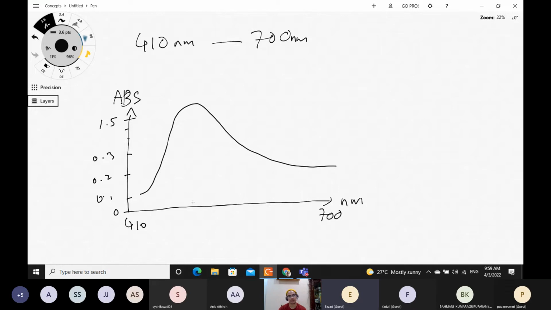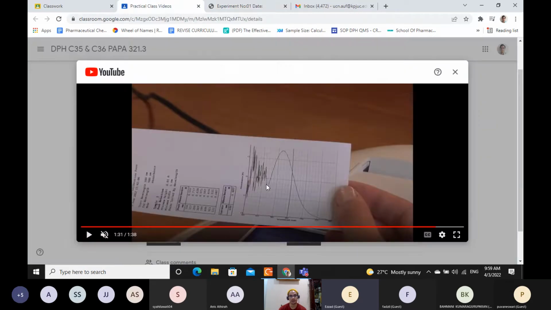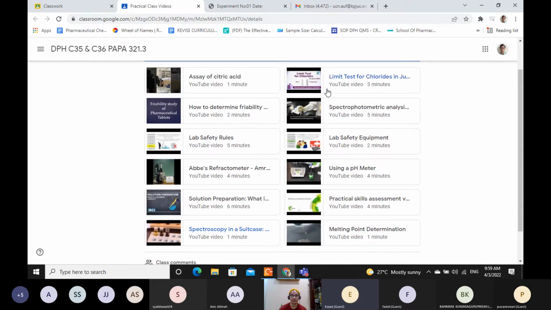So the expected absorption maximum for potassium permanganate is 530 nanometer. So the highest absorbance should be around 530. So just like in the earlier video, the graph shown rises in a curve and goes down. So there will be a maximum absorption at a certain wavelength. Okay, so we can use this absorption maximum as a characteristic to identify. Okay, that is paracetamol because its absorption maxima is at so and so. Okay, this is potassium permanganate because the absorption maxima is at 530.